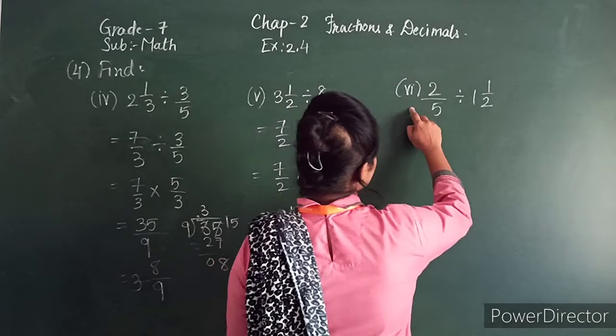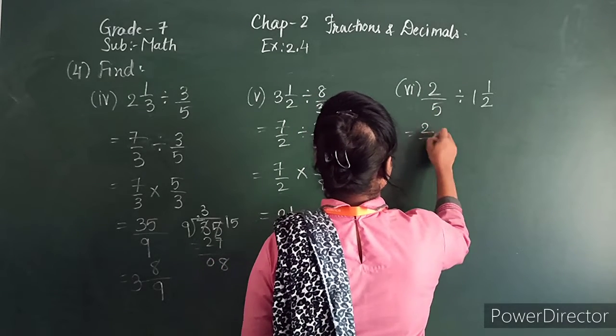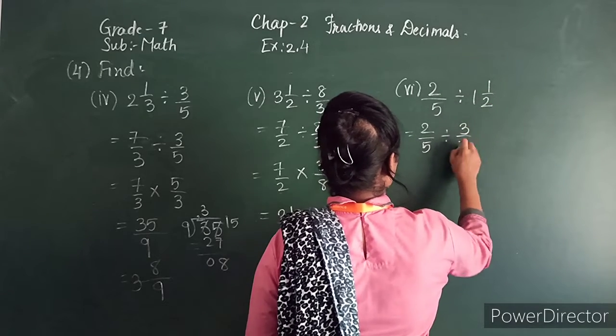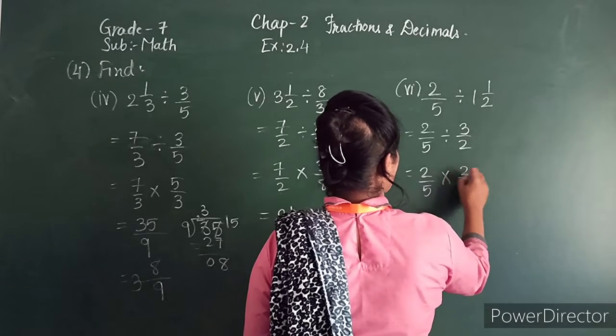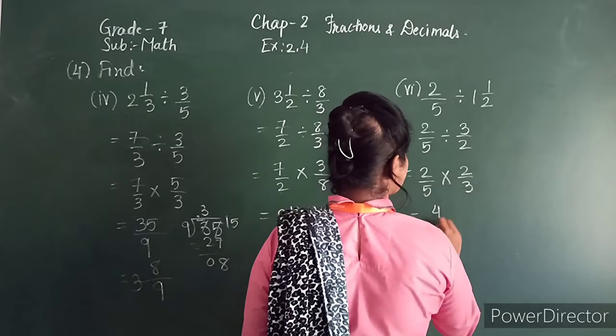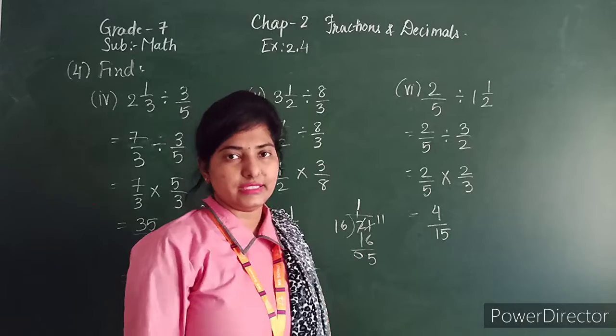Then number 6, 2 upon 5 divided by 1, 1 by 2. So here 2 upon 5 divided by 2 ones are 2 plus 1 that is 3 upon 2. So here 2 by 5, here 2 upon 3. So 2 2s are 4 and 5 3s are 15. So here our answer is 4 upon 15.